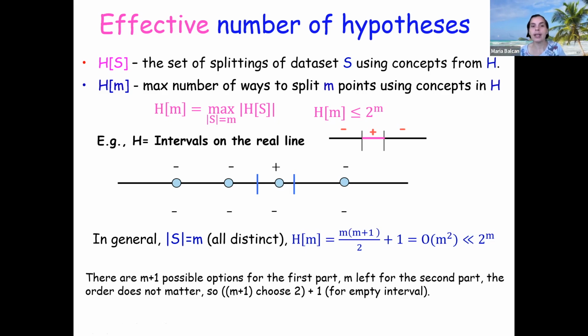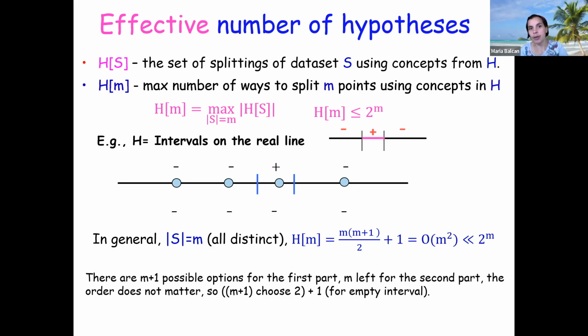So to summarize, if I'm looking at intervals on the real line, the maximum number of labelings of M points by using intervals is only M squared, which is again much smaller than 2 to the M, the number of possible labelings I could achieve if I allow the set of classifiers to be arbitrarily complex. This is a bit higher than the number of labelings I can achieve with thresholds, which is only M, but still much smaller than 2 to the M. It's only M squared.